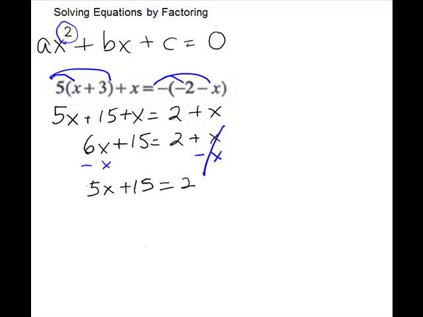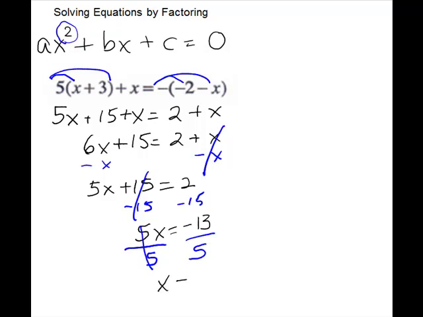And then work on the side with your variable. So you're going to subtract the 15 from both sides to get 5x equals negative 13 and divide by 5. You will get a fraction, and that is okay. The x is isolated. That is our goal on this type of equation.